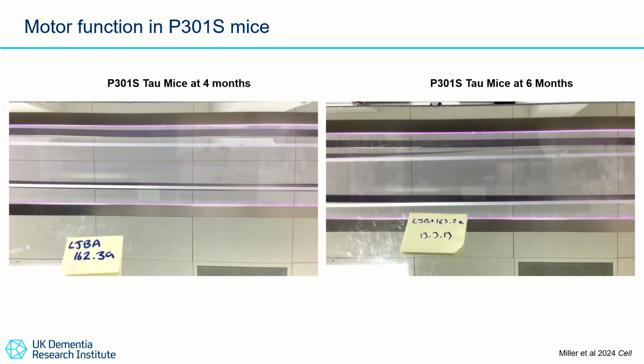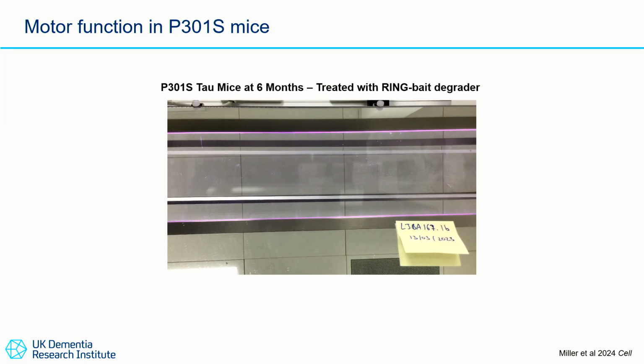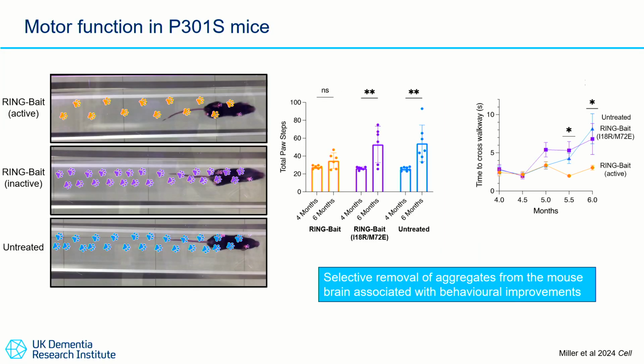This also had effects on the motor function in mice. So these P301S mice that we are using, at 4 months can walk across a perspex bridge like this, but at 6 months have a locomotion defect and take more steps and longer to cross the same walkway. However, a mouse treated with a degrader is able to cross similarly to the 4-month condition. That's quantified here. So the deterioration that the untreated mice get is prevented in mice treated with the active degrader.